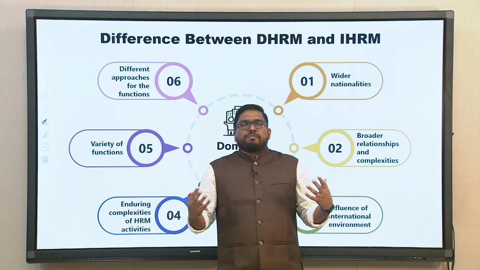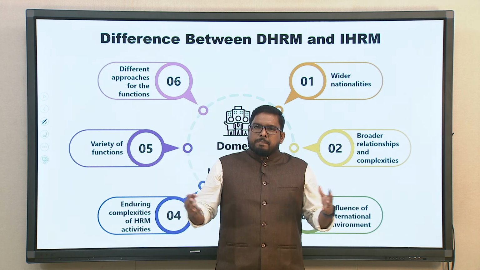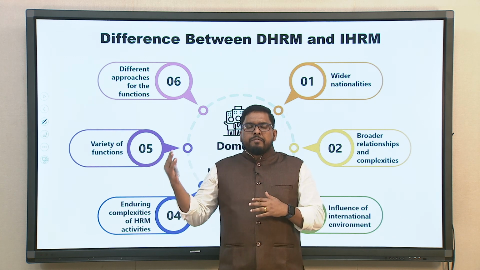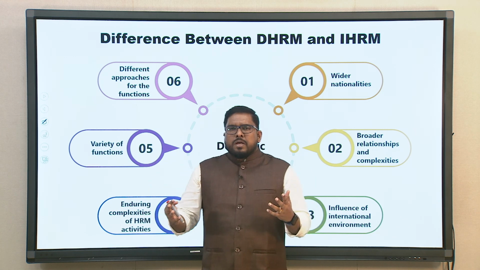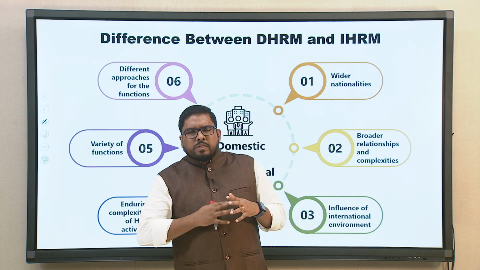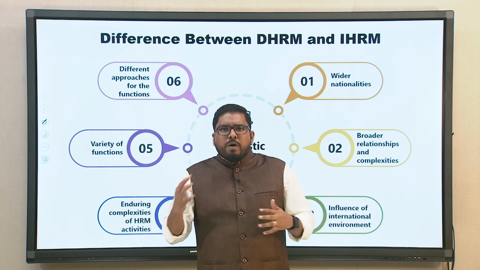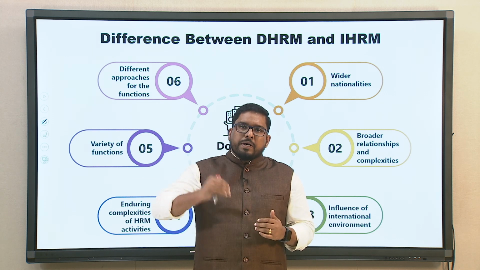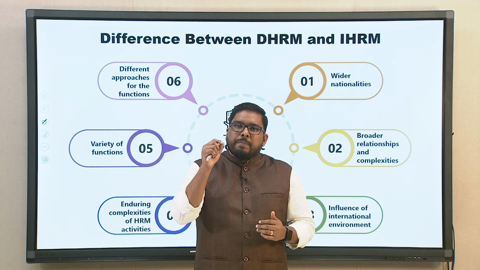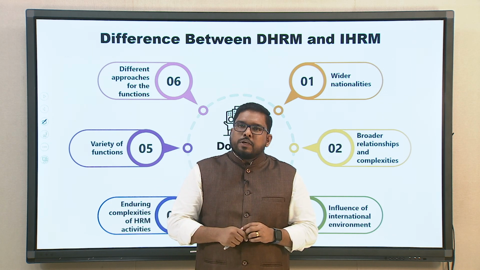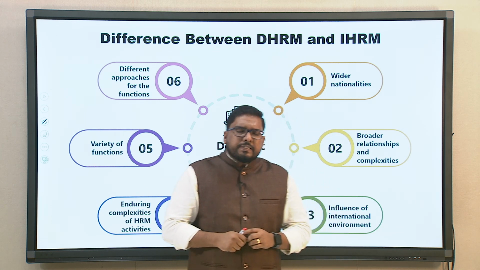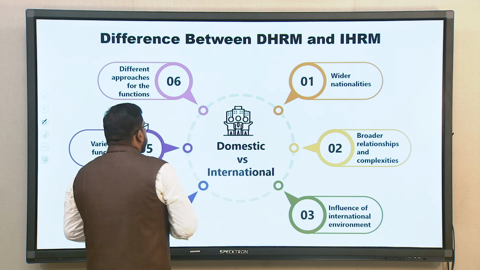Let's say workplace safety might be dealt with in a different way in a country like India and in a different way in a country like the US. The norms, the labor laws, or the compliance aspects all might have slight differences. So this is what differentiates domestic human resource management from international human resource management. Let's understand this from a different perspective.